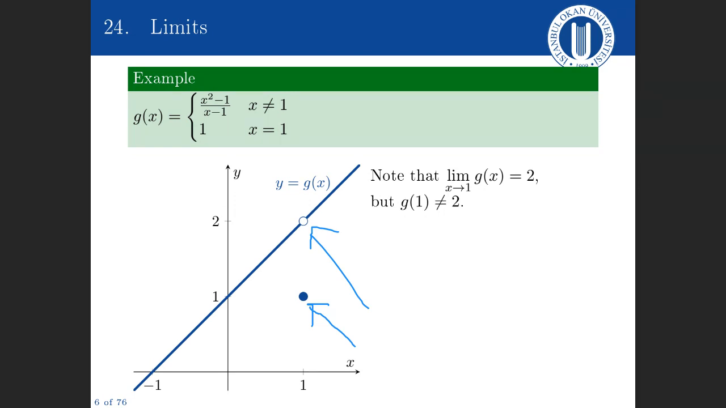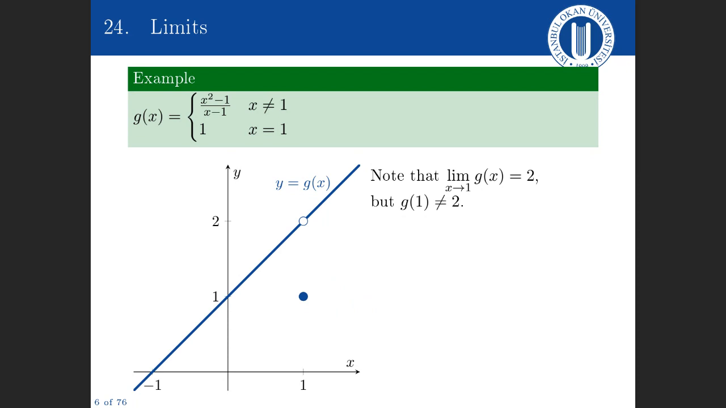Again, we're going to say the limit as x tends to 1 of g of x is equal to 2. Why? Because if x is close to 1 but actually not equal to 1, then g of x is close to 2. If x is close to 1 but not equal to 1, then we're up here close to the hole, so g of x is close to 2. This is an example where the value of g of 1 is not equal to the limit as x tends to 1 of g of x.